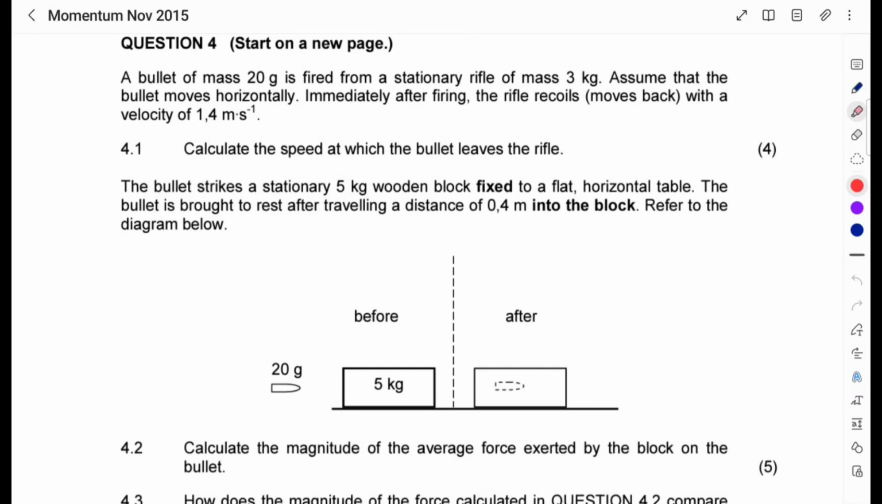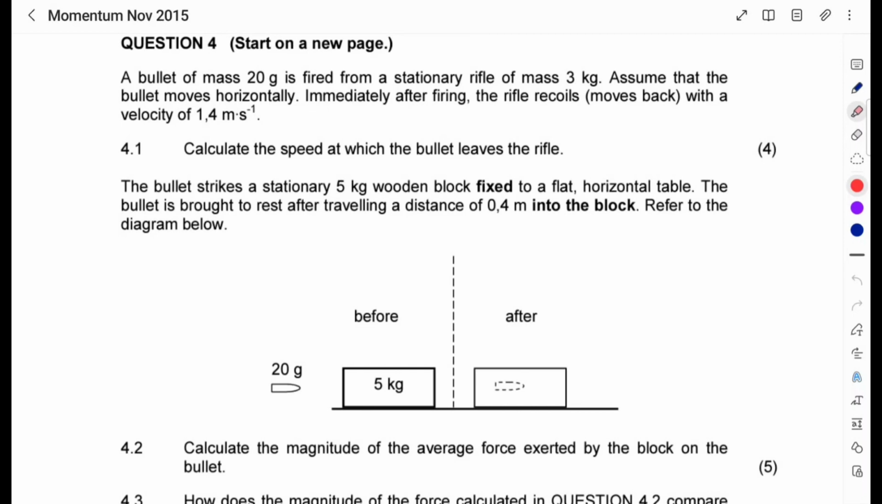So within this question we have two objects. We have the bullet and we have the rifle. Now we'll refer to the bullet as object A and the rifle as object B. Our first question is 4.1. Calculate the speed at which the bullet leaves the rifle.